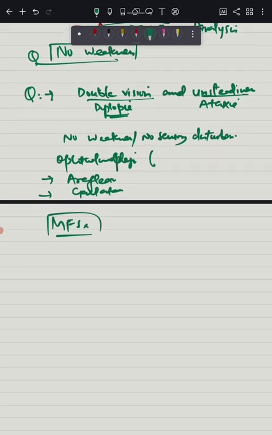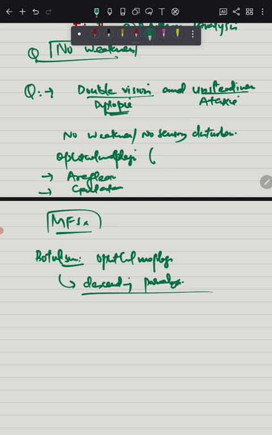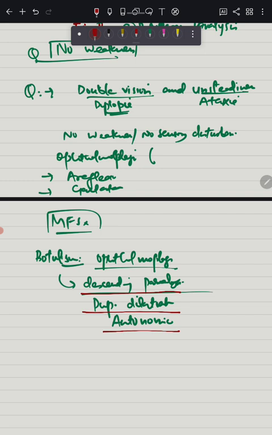You see, why is botulism not considered here? Botulism, although it can cause ophthalmoplegia, usually presents with a descending type of paralysis, which we encounter in one kind of snake bite. So there is descending paralysis, there is pupillary dilatation, there are autonomic symptoms. So they present with ophthalmoplegia, descending paralysis, pupillary dilatation, and autonomic symptoms.